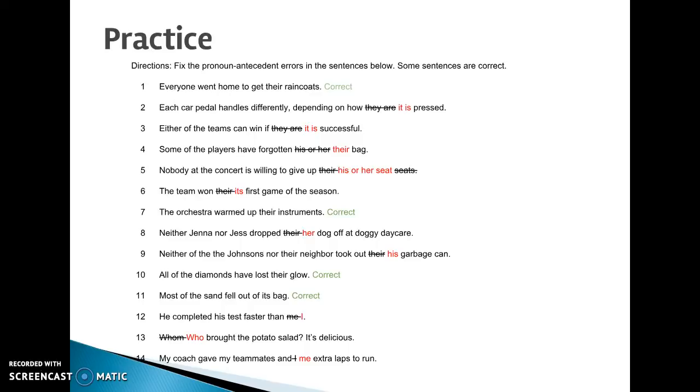All of the diamonds have lost their glow. So all can go either way. In this case, diamonds is countable, right? There's multiple diamonds and they're countable, so we would use the plural pronoun there.